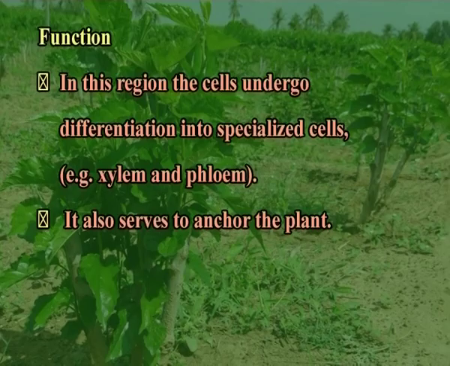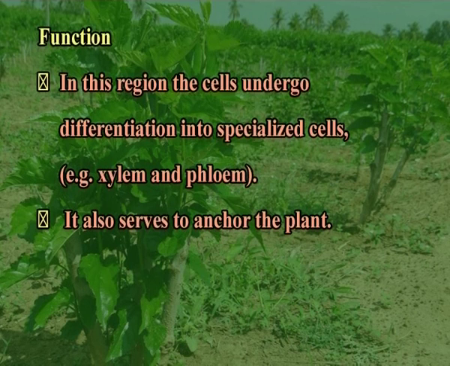The secondary roots in turn rebranch to form tertiary roots. Each lateral branch has its own cap, root hairs, meristematic, elongation and mature regions. The roots in this region are covered by a protective cork layer. Functions: in this region, the cells undergo differentiation into specialized cells, xylem and phloem.